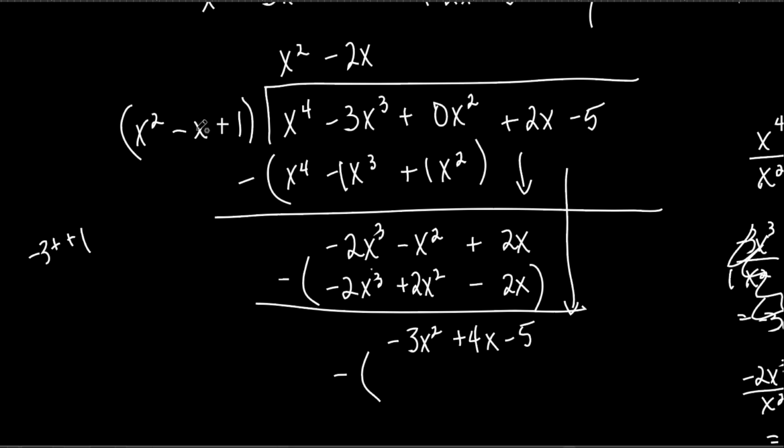You'll be good. So now, how many times does x squared divide into negative 3x squared? It would go negative 3 times.